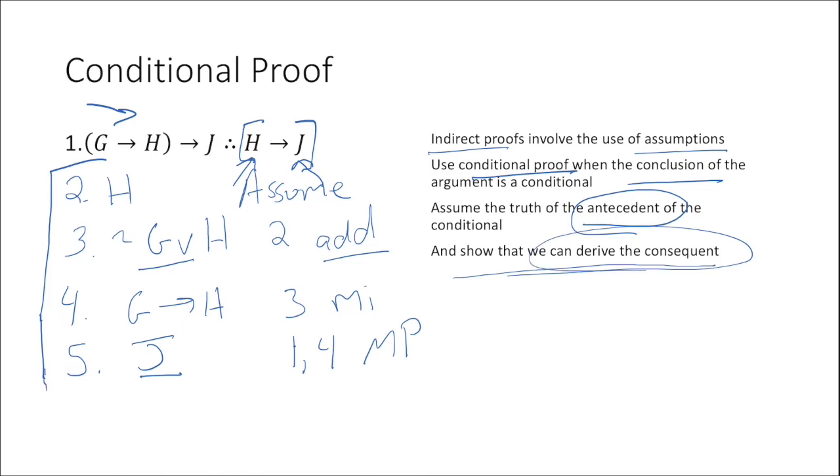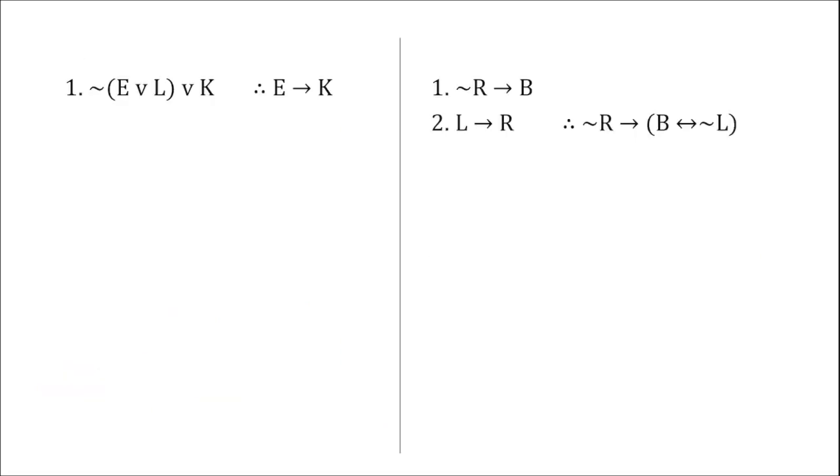Our assumption now is over because what we were trying to do under our assumption was to show that we could get to the consequent J under the assumption that H is true. And we've done that, so our proof is over. And what have we shown is true? That H arrow J follows from 2 through 5 conditional proof. Let's do a couple more just so we know we have the basic idea.